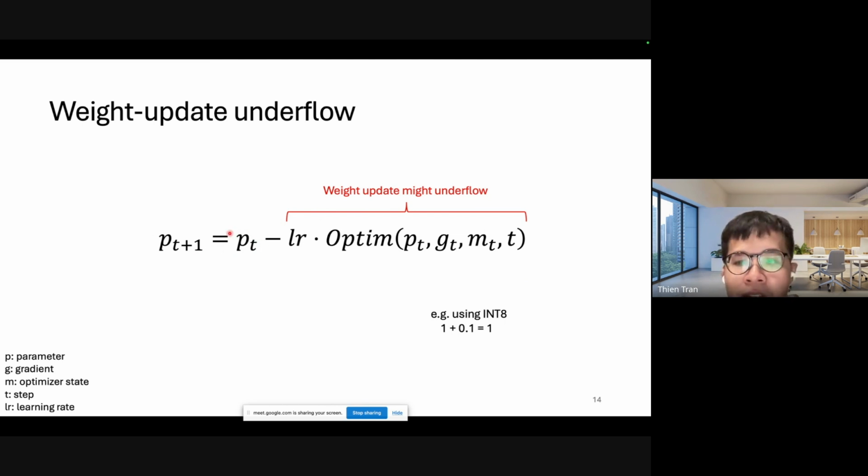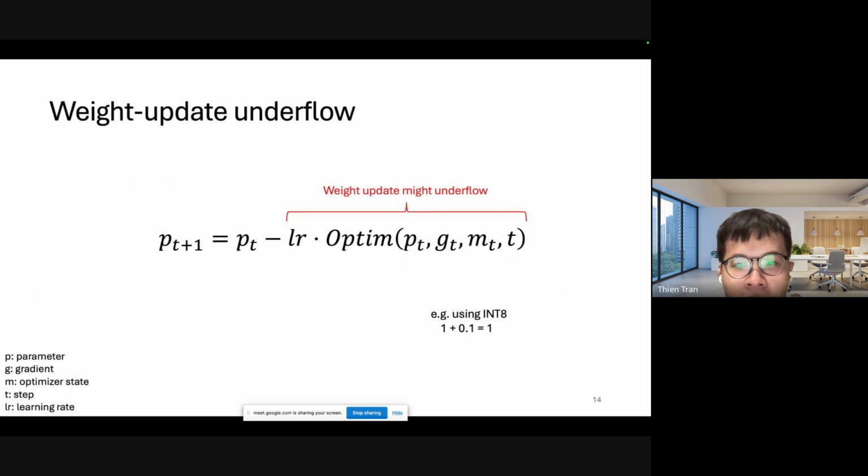Just to give you a very simple example, imagine we were using int8 for the weight parameter, and somehow we calculate the update to be 0.1, or maybe negative 0.1, or whatever. If we add or subtract it from the 1 right here, and we round to the nearest integer, it will still be 1. It means that our training will be stuck at this point and we can't do anything. So this is the biggest problem with using low bit for the weight during training.